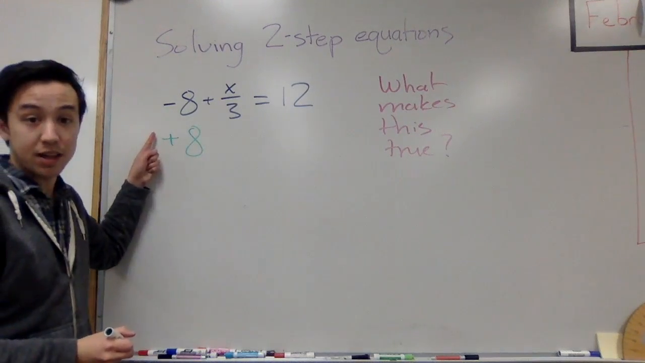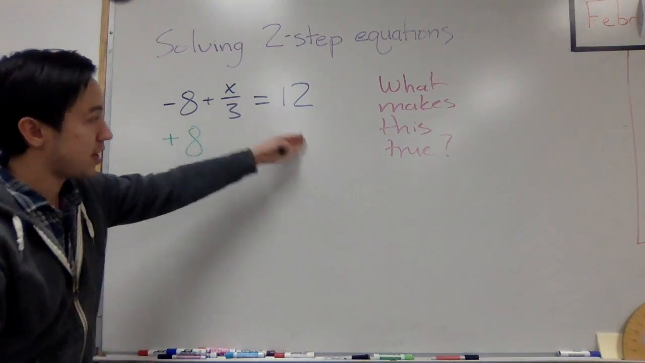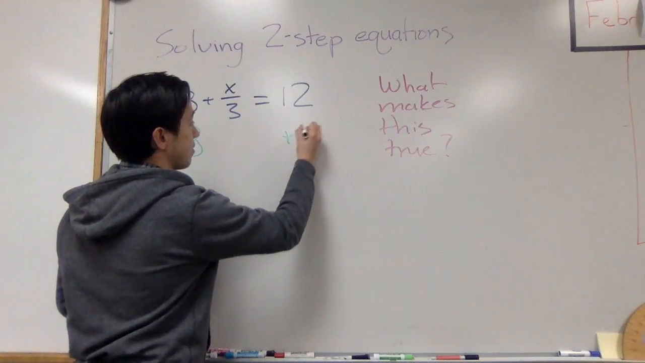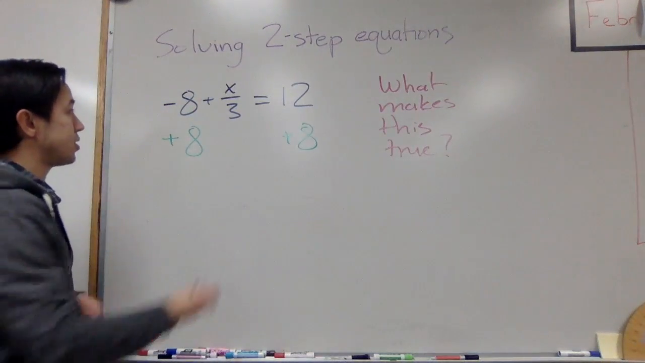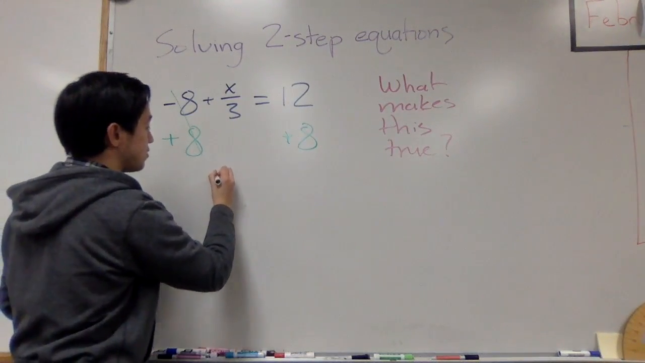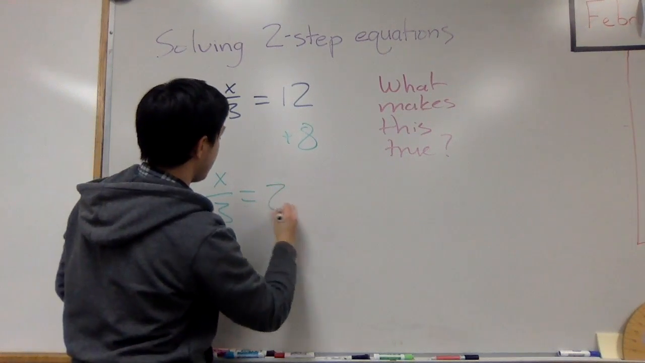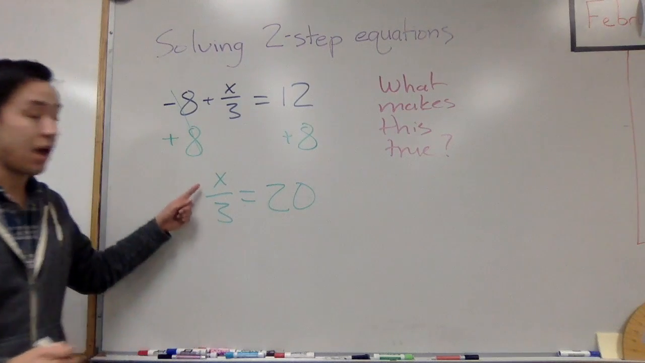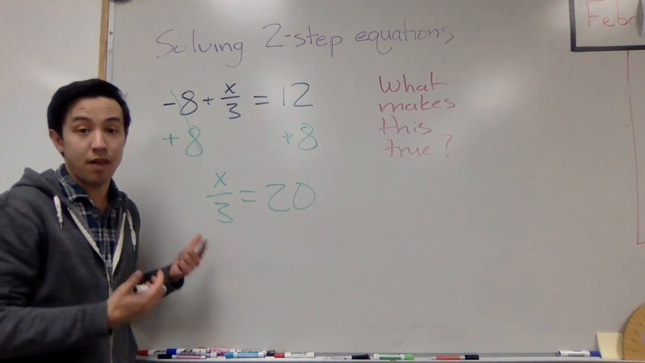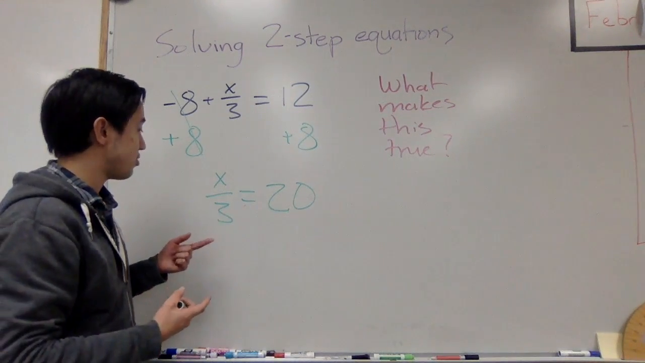Anytime I change the value to this left side of the equation, I need to change the value to the right side of the equation. I'm going to add 8 there too. This goes away, and that leaves me with x over 3 equals 20. So now, once again, we're back where we were last week. We have a one-step equation.